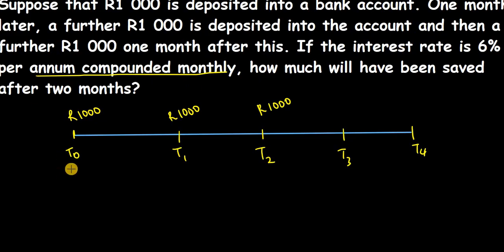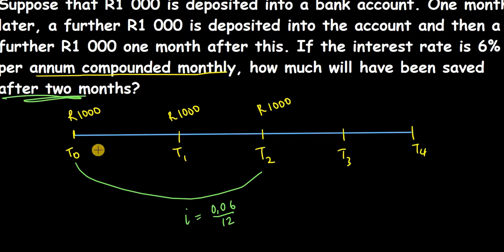So the interest during this whole period was how much? It was 0.06 divided by 12. Now, they're saying how much money will have been saved after 2 months. I don't know, should I tell you first? Should I give it a try? Okay, let's work on it.